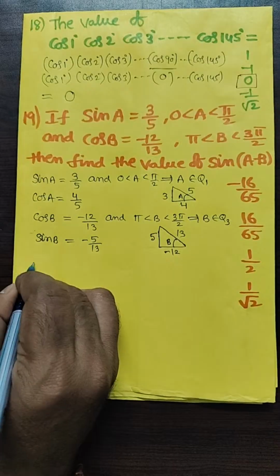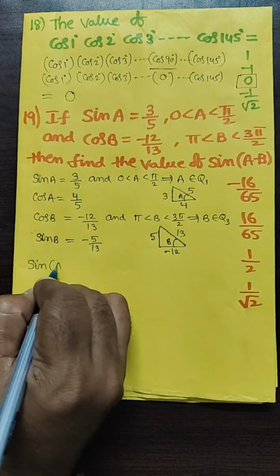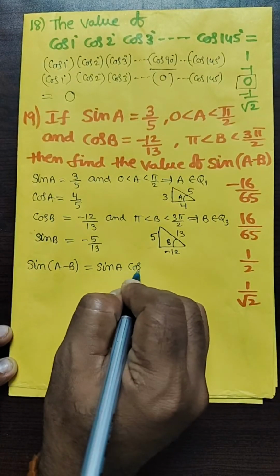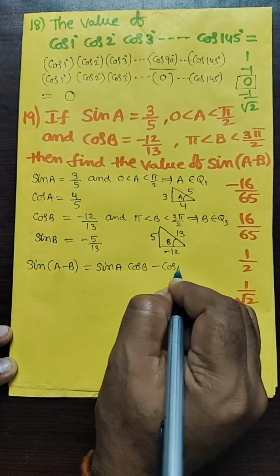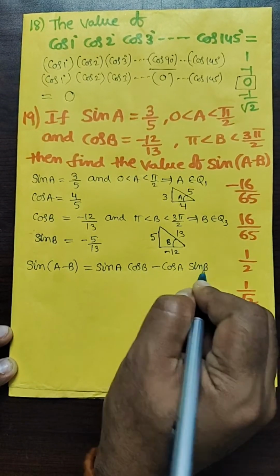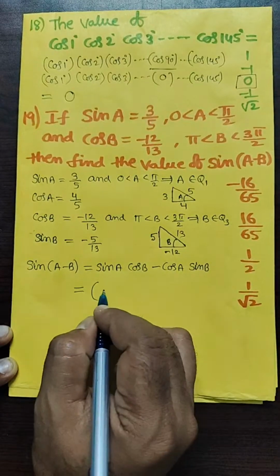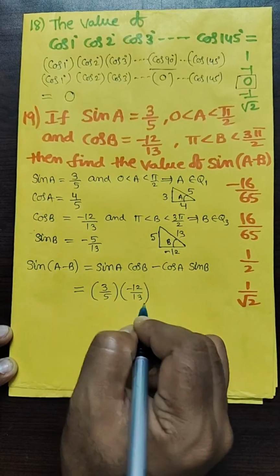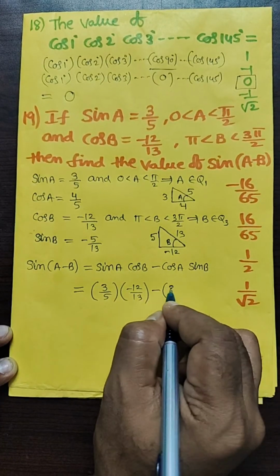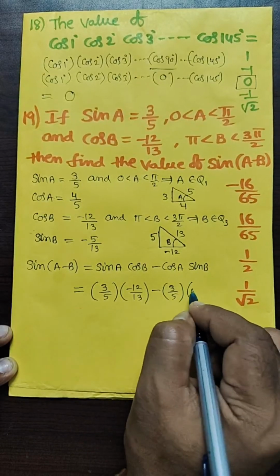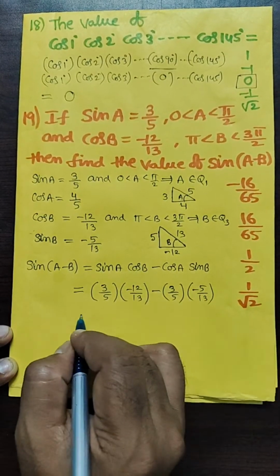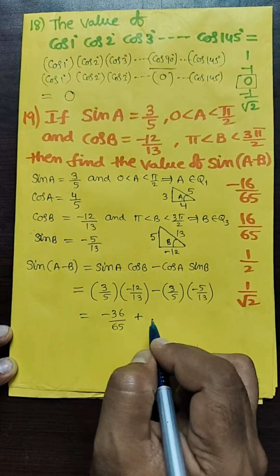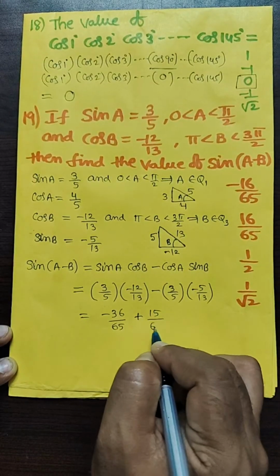Later they are asking to find the sine of A minus B. So sine of A minus B is sin A cos B minus cos A sin B. Which is equal to sin A 3 by 5 times cos B minus 12 by 13, minus cos A 3 by 5 times sin B minus 5 by 13. So which is equal to minus 36 by 65, minus into minus, plus 15 divided by 65.